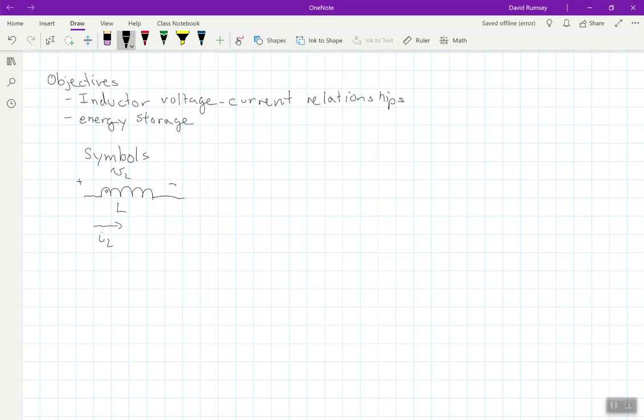Now, this is one common way to draw them. Another common way, and sometimes in some circuit simulators you'll see them like this, is where they really emphasize the fact that most inductors are literally just coils of wire. So it almost looks like a spring that you're drawing here, a symbol for a spring, but it's still just the same thing.